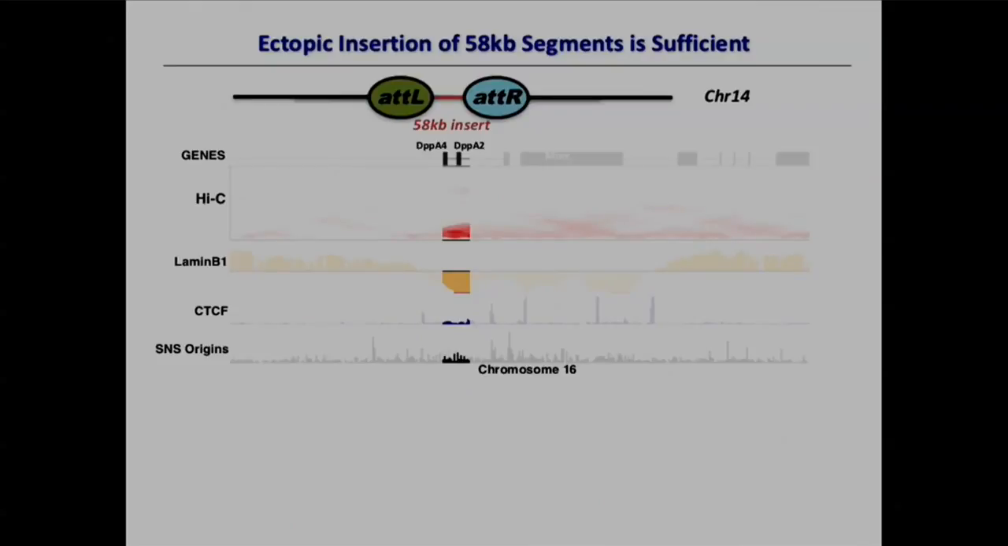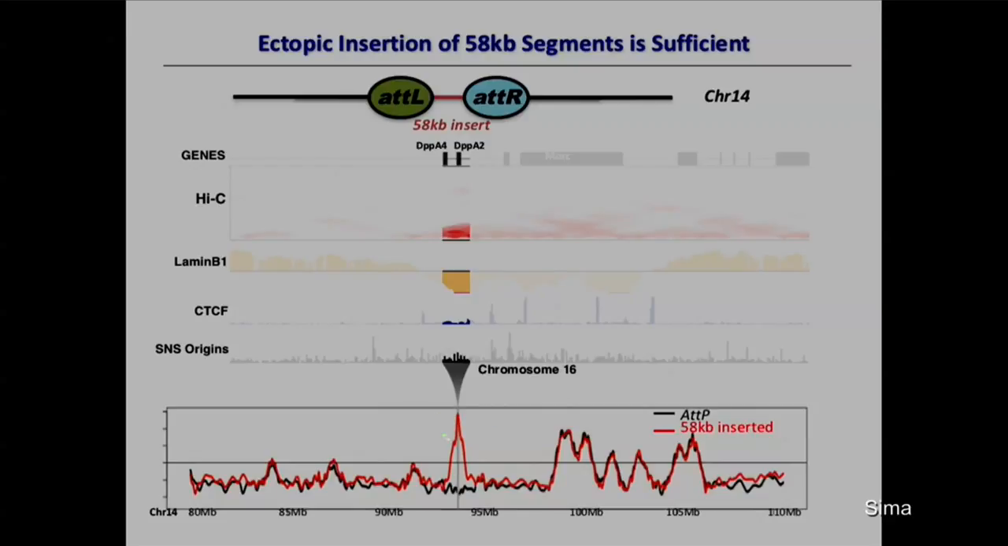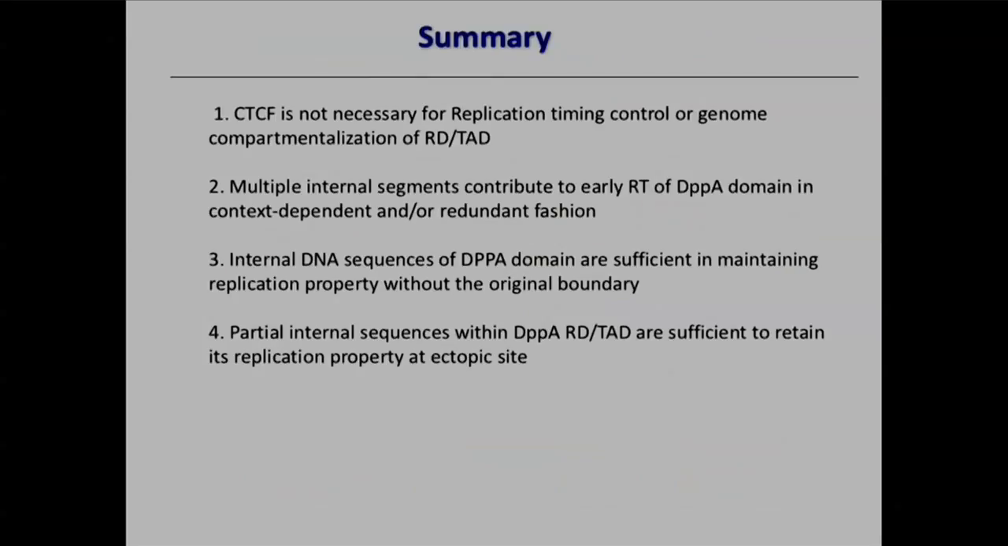And we were able to reduce the size of the insertion to 58 kb, removing all the CTCF sites and origins, but leaving only DPPA2 and DPPA4 genes inside it, and it was still able to reproduce the timing shift results, suggesting that CTCF and origins are dispensable for this activity. And we are now investigating the roles of the genes.